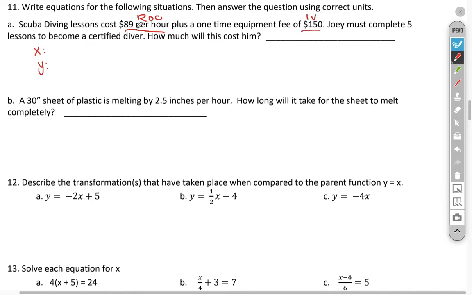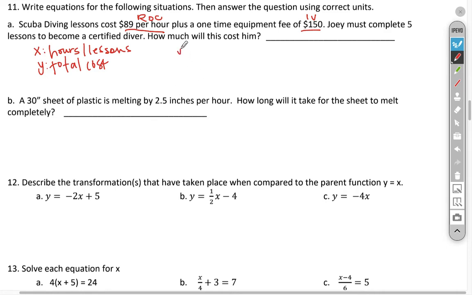So what is changing here? This is our rate of change, which we know should include our x variable. So this is cost per hours. So we've got hours or amount of lessons because we know that 1 hour is 1 lesson. And then our y value is going to be, what is this total cost? And you can kind of figure that out by the question it asks you. It says, how much will this cost him? So that's what we're trying to figure out.